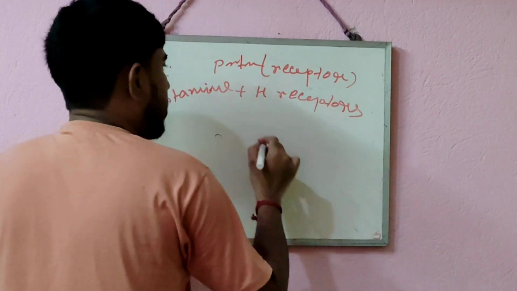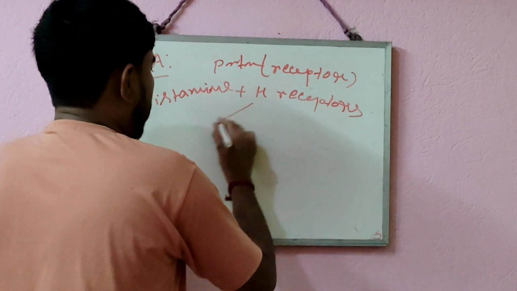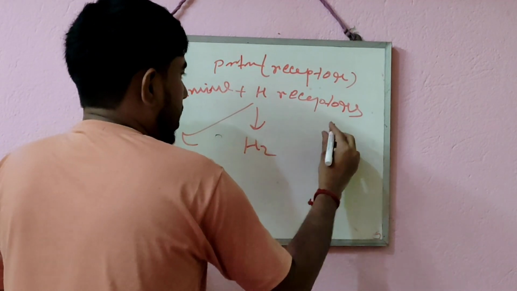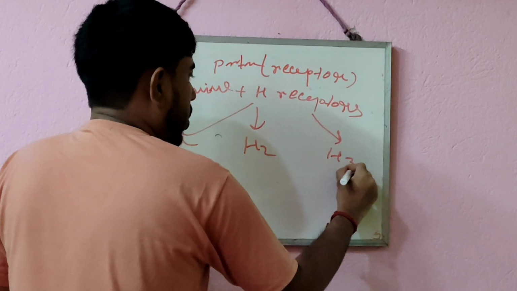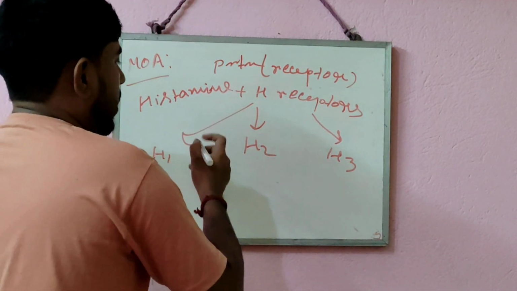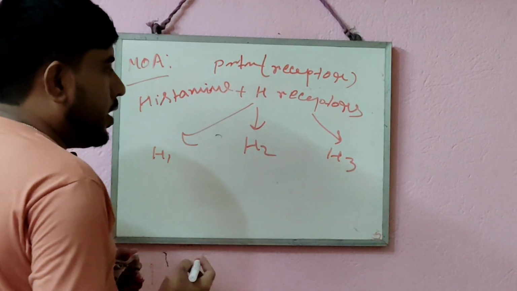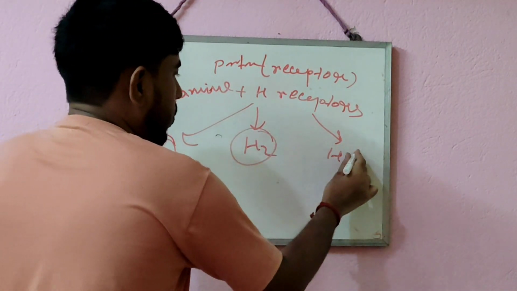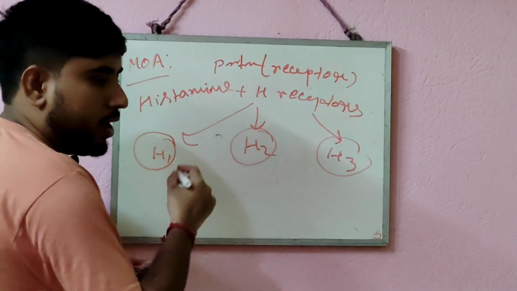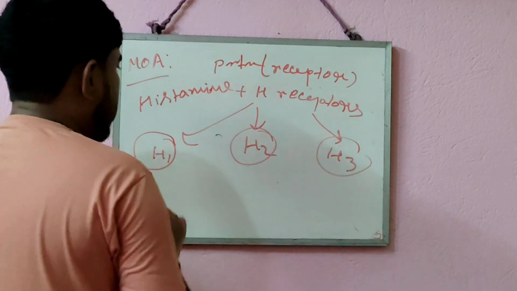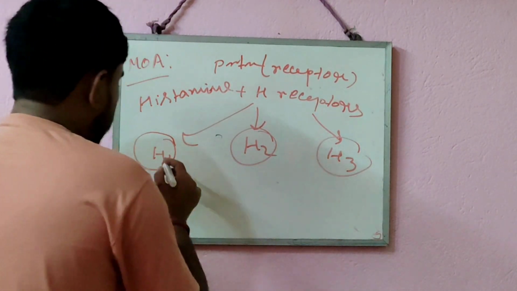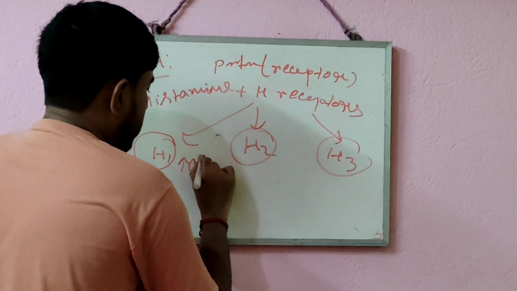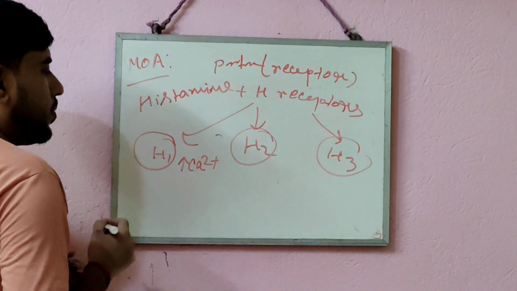There are different types of histamine receptors present in our body. Those are H1 receptor, H2 receptor and H3 receptor. Those are all the receptors to which histamine binds and shows various actions, depending on which receptor it binds, H1 or H2 or H3. How do they show their action? H1 shows its action by increasing the calcium influx, or the calcium amount, into the mast cell.